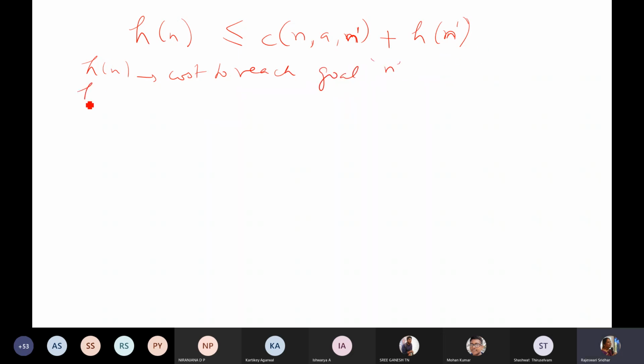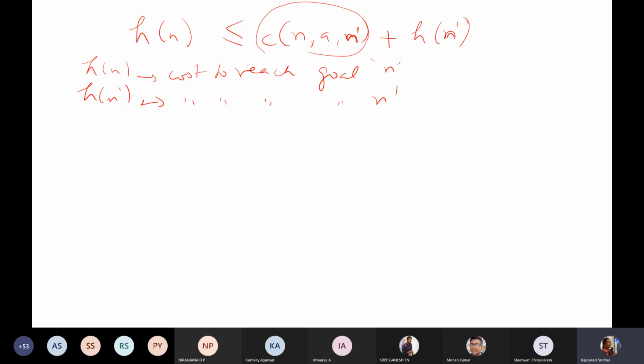And what is h of n dash? h of n dash is the cost to reach a goal state from n dash. So what does it say? The cost of reaching n dash from n, plus the cost to reach the goal state from n dash, if you sum this up, it should be greater than or equal to h of n. It could be equal if you have the same path, or if you have an alternate path, it should not be lower, where n dash is a successor state of n. So you should not have come to n dash at a lower cost.